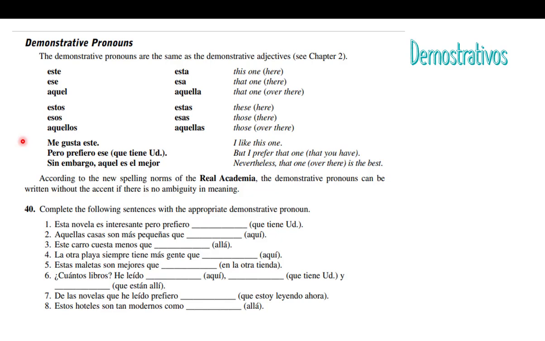So I can use all these words with nouns or without nouns. So I can use them as adjectives. Este colegio, esta casa, ese chico, esa chica, aquel chico, aquella chica. Or I can use them without the nouns, and then they're pronouns. Me gusta este, I like this, masculine, pero prefiero ese, but I prefer ese, that. Again, masculine. Sin embargo, aquel es mejor. So I'm not referring to the thing because we've been talking about it, so I don't need to, okay? So this is the important bit of this 3.